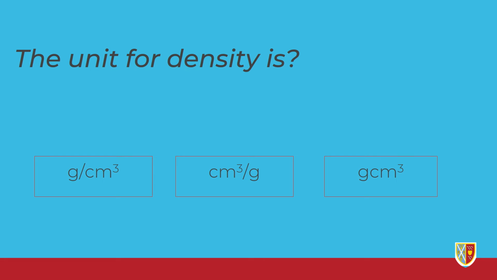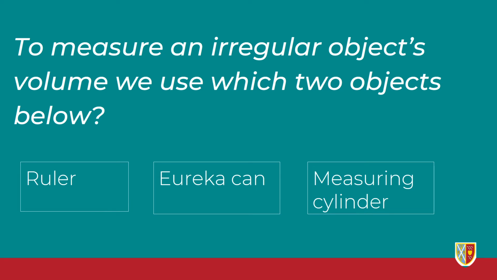So, a couple of questions. What's the unit of density? Obviously, it's grams per cubic centimeters. To measure an irregular object's volume, we use which two objects below? Yes, it's the Eureka can and the measuring cylinder.